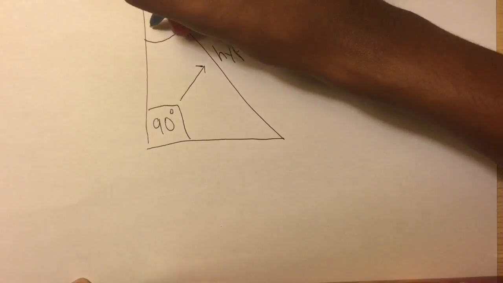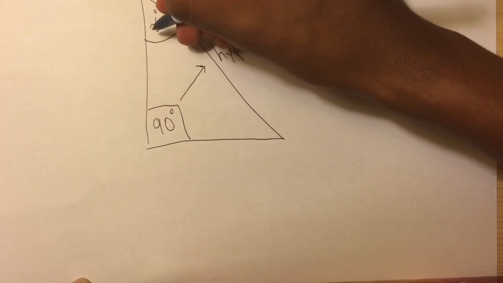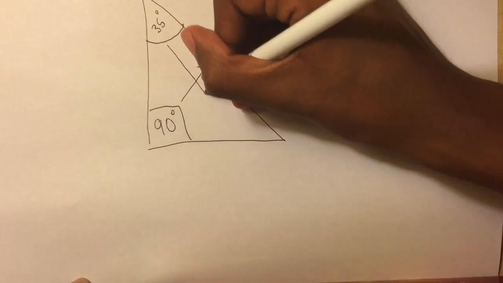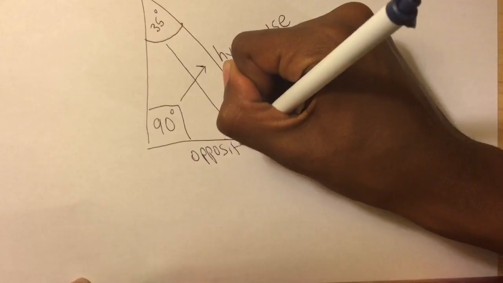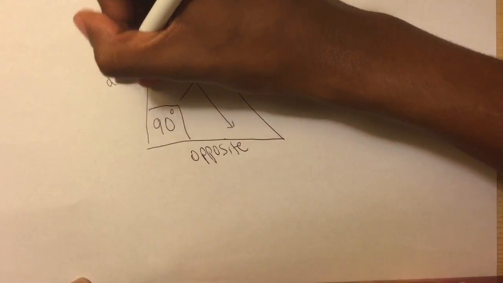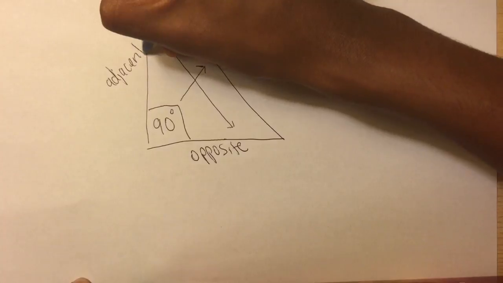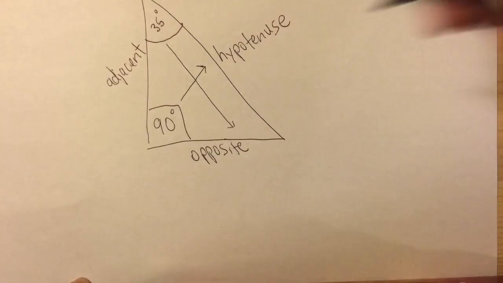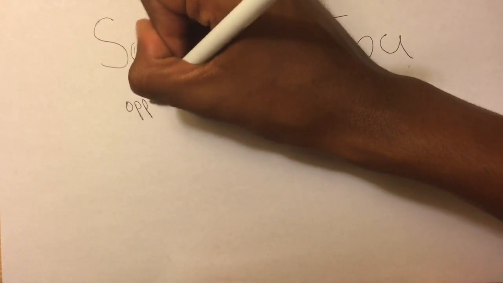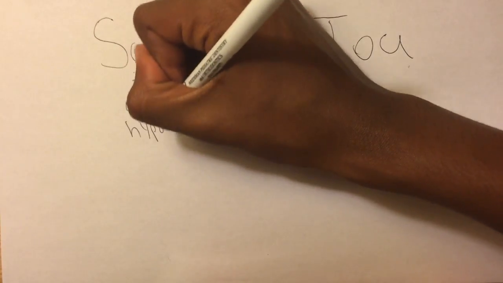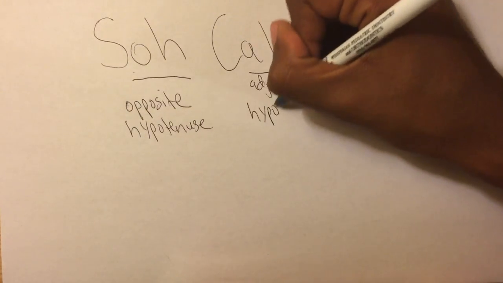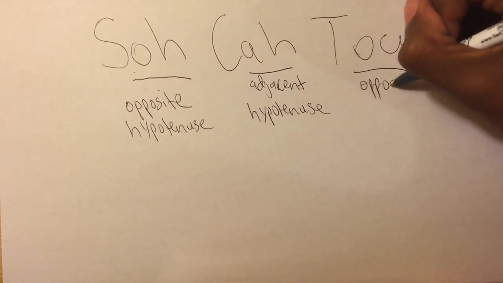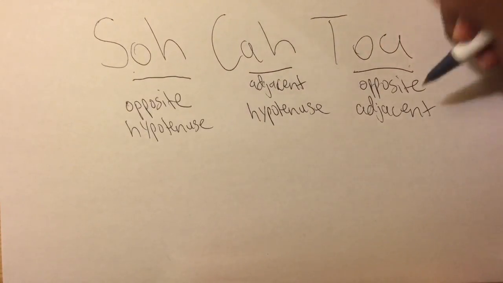So of course there would be an angle, and opposite from the angle would be the opposite side. And next to the angle would be called the adjacent. We're going to be using Soh Cah Toa to solve our problems. The OH from Soh is opposite and hypotenuse. The AH from Cah is adjacent and hypotenuse. And the OA from Toa is opposite and adjacent.